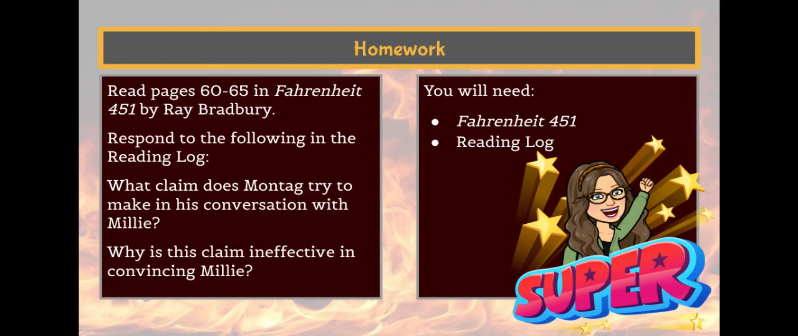For homework, you will read pages 60 through 65 in Fahrenheit 451 by Ray Bradbury. Then you will respond to the following in your reading log. What claim does Montag try to make in his conversation with Millie? Why is this claim ineffective in convincing Millie? For this lesson, you will need your copy of Fahrenheit 451 and your reading log.